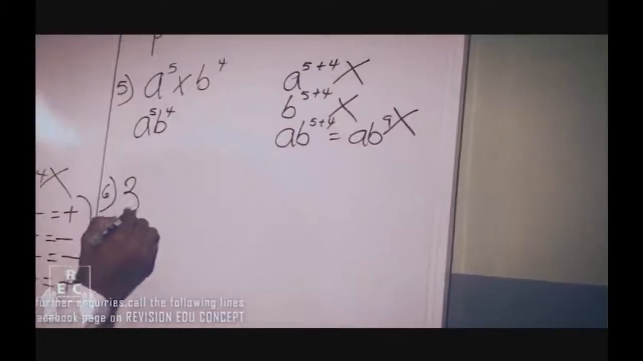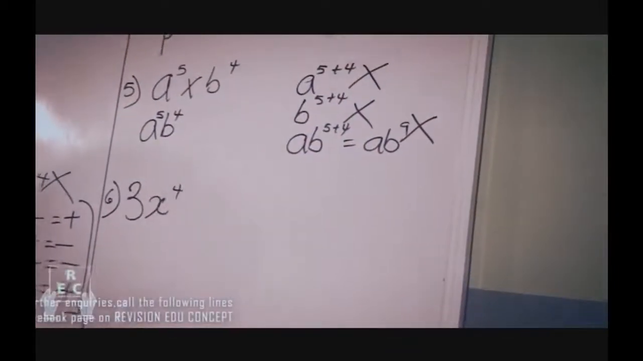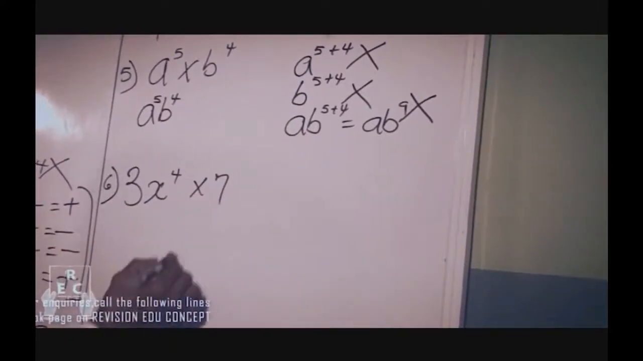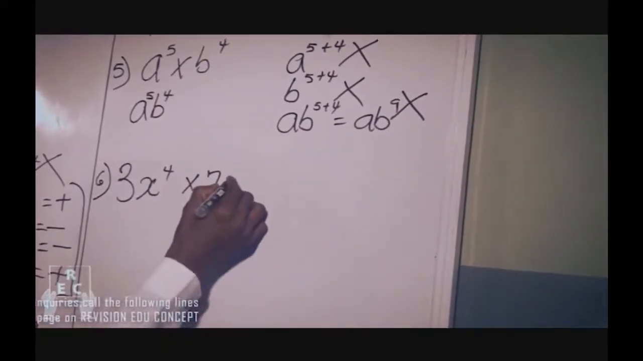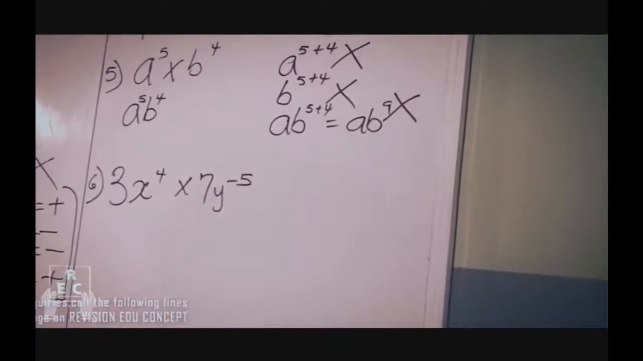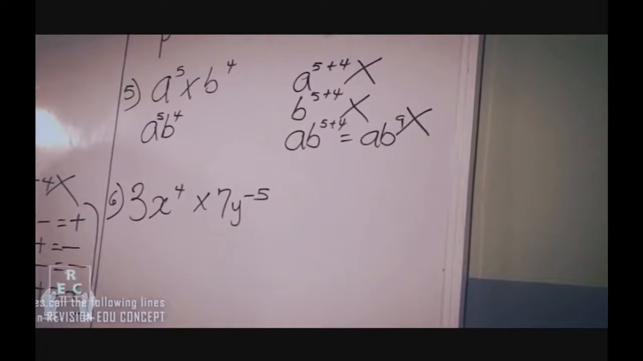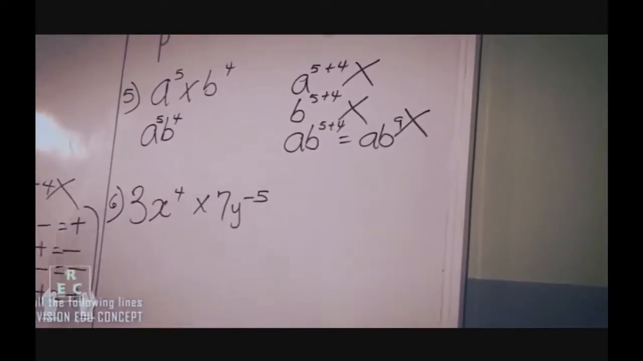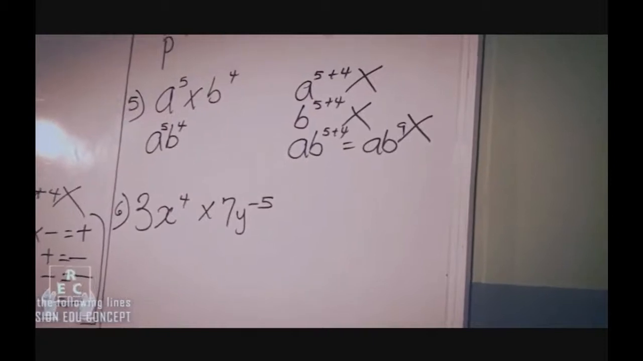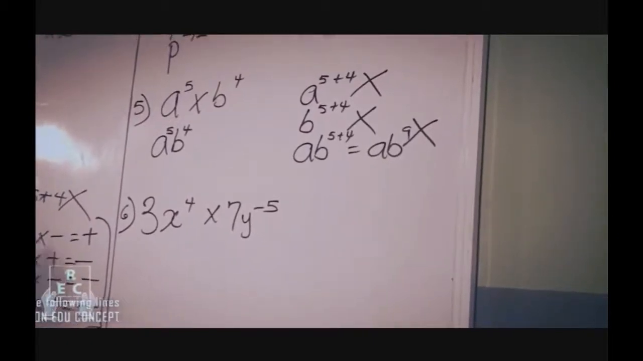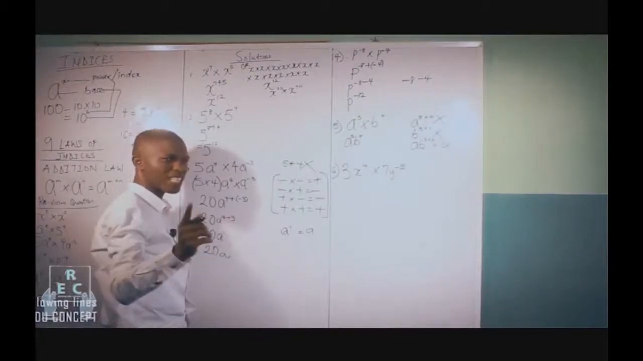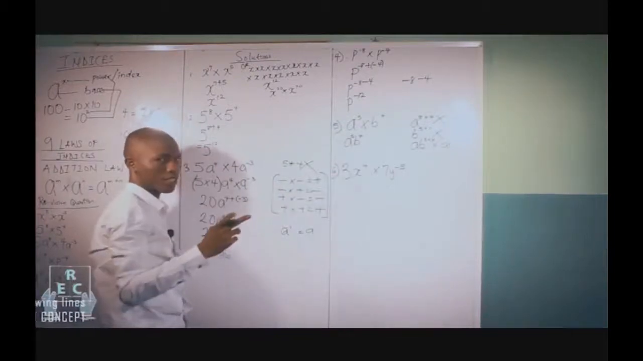3x raised to the power of 4 multiplied by 7y raised to the power of minus 5. Look at this again. Compare this. This looks like one of the examples we did. Which of the examples? Yes, example 3, where you have a coefficient beside the base, the coefficient. So what do we do here? But the difference between this and this is what?